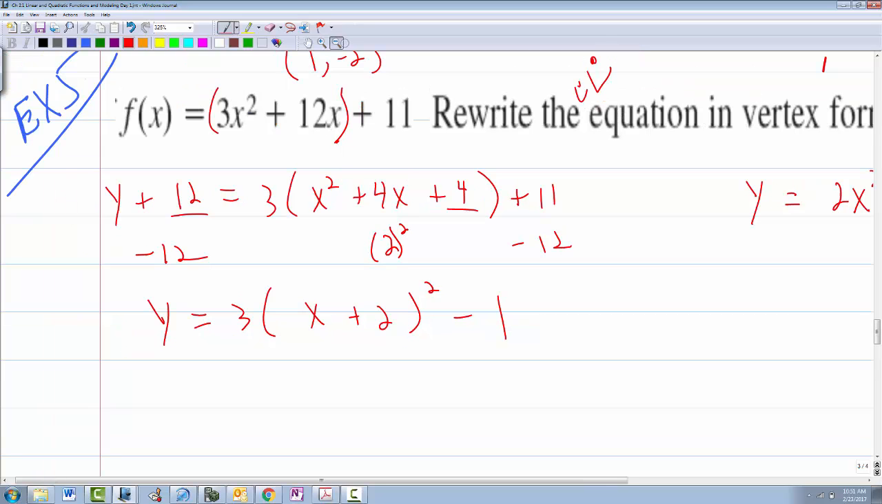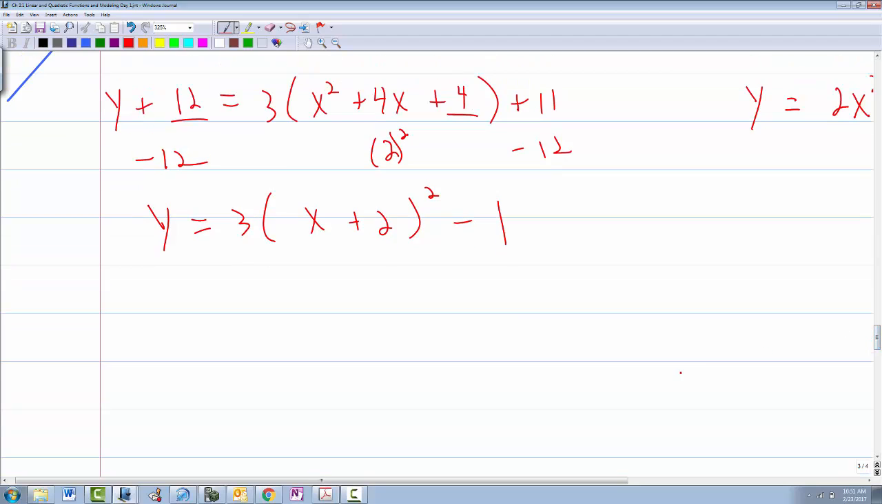And then one thing I didn't do in the last ones that I did with the other classes, you could graph this real fast then. Vertex is where? Where's the vertex?